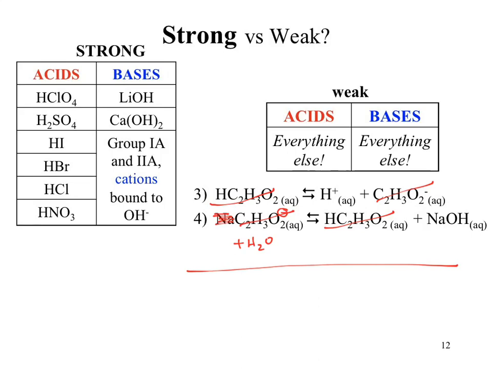Do we see H plus on both sides? No. Do we see hydroxide on both sides? And yes, I am ignoring that sodium ion. Do we see water on both sides? So we add these two up and what do we get? H2O goes to H plus and OH minus.